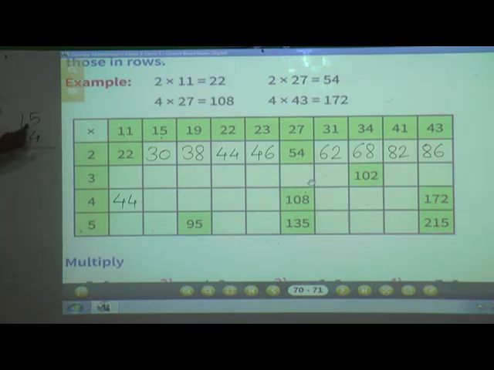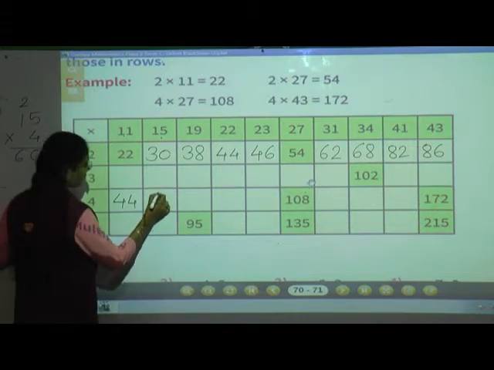4 into 5 ones. 4 5s are 20. Now see students, 20 ones is equal to what? 20 ones is equal to 2 tens and 0 ones. So at ones place we will write 0 and we will give 2 as a carry to the tens place. Then 4 into 1 ten, 4 ones are 4 plus this 2. We have to add this carry also. So 4 plus 2 is 6. So 15 into 4 is equal to 60. So write here 60.